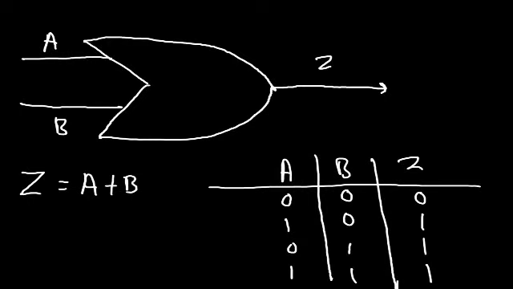So that's how the OR gate works. And that's why they said it only produces a false output when both the inputs are false. Otherwise, this gate will always produce a true output.